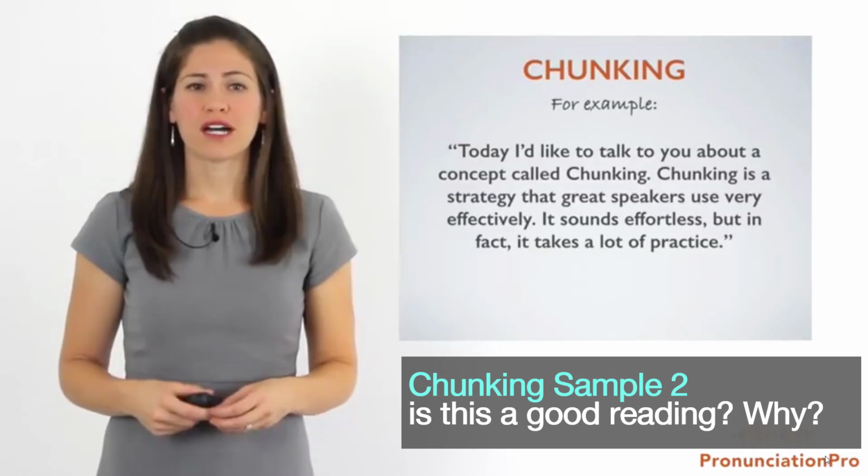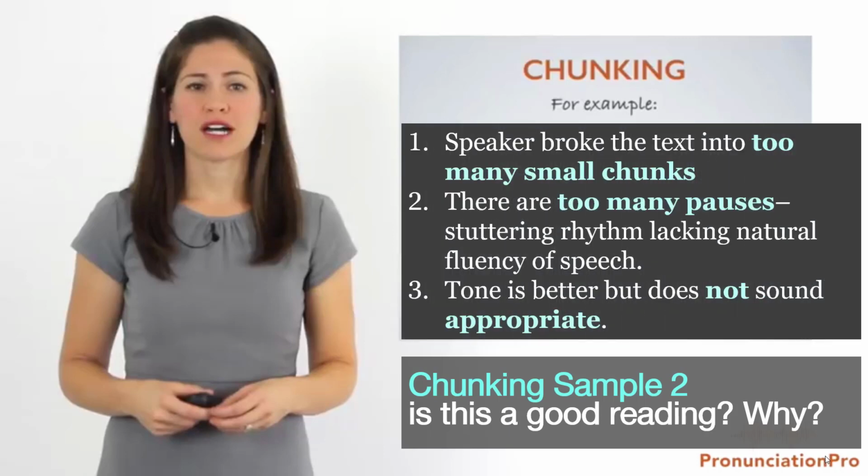I apologize here because the mouth doesn't really match the reading, but if you listen carefully to what the person says, it takes a while to process what she has said because there are so many chunks. So the idea here is that she actually broke it down into too many chunks, and this causes a problem because it creates a form of stuttering rhythm, and it doesn't resemble natural speech, the natural fluency of speech, because there are too many pauses. And the tone is slightly better, but it does not sound appropriate because when we talk about purpose, audience, and context, it doesn't really match up.